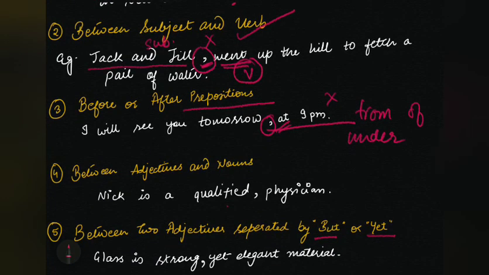Fourth, between adjectives and nouns. So: Nick is a qualified physician. Qualified is your adjective, physician is the noun. And a comma here makes the sentence incorrect. There shouldn't be a comma between an adjective and a noun.